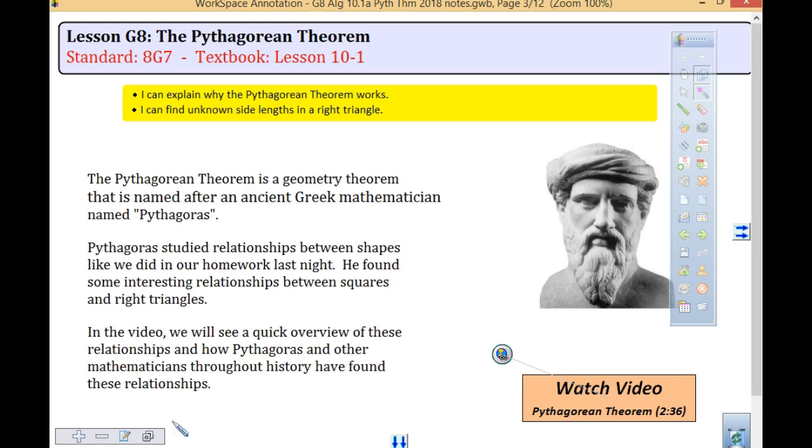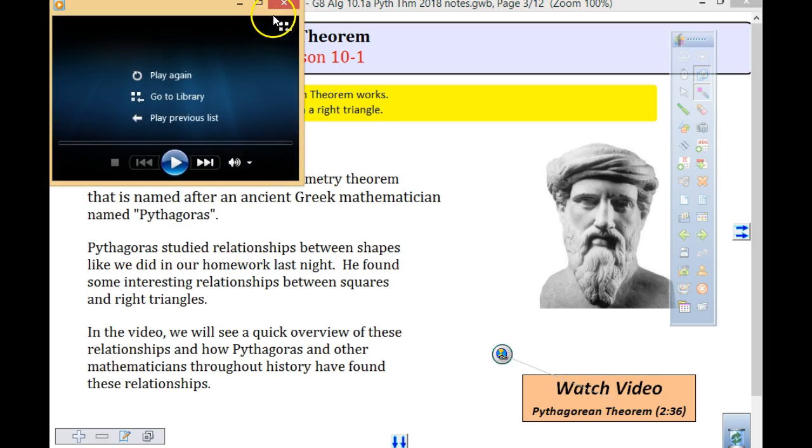It says the Pythagorean theorem is a geometry theorem named after an ancient Greek mathematician named Pythagoras. Pythagoras studied relationships between shapes, and like we did in our homework last night, he found some interesting relationships between squares and right triangles. In this video, you'll see a quick overview of how Pythagoras and other mathematicians throughout history found these relationships. So it's a pretty short video.